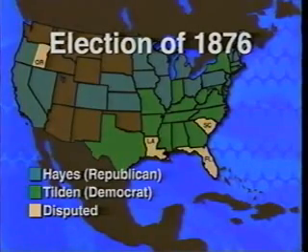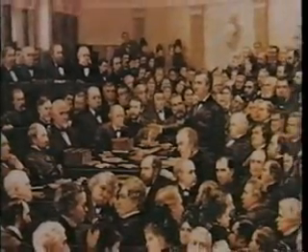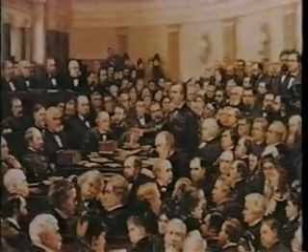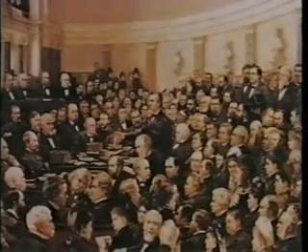Unfortunately, 4 states send in disputed returns. The Democrats concede Oregon, the Republicans concede Florida. That still leaves 2 sets of probably both fraudulent electoral returns from Louisiana and South Carolina, 1 set going to Hayes, 1 set going to Tilden. The election is going to be decided by Congress. Unfortunately, Congress is controlled by the Democrats, the Senate is controlled by the Republicans, so we've got a deadlock there.